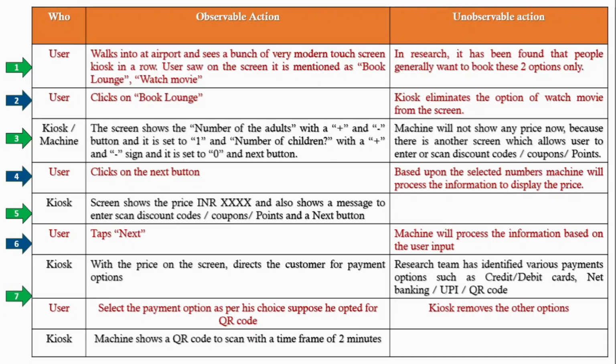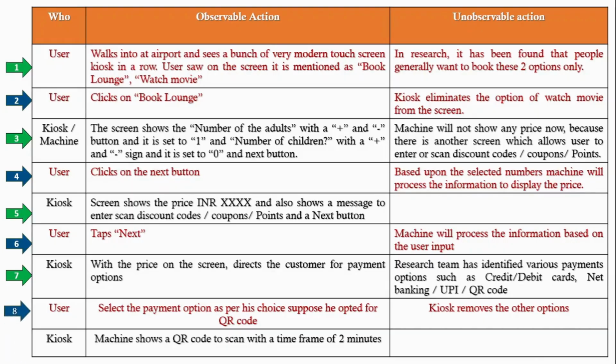Then in the seventh step, who becomes the kiosk, right? Now the price will be on the screen and the machine will direct the customer to payment options. So here in the observable action, what has the research team done? The research team has already identified various payment options like credit card, debit card, net banking, UPI and QR code. Here there will be no cash option, right? So it is our choice. If you want to keep any person there, you can add the option of cash also.